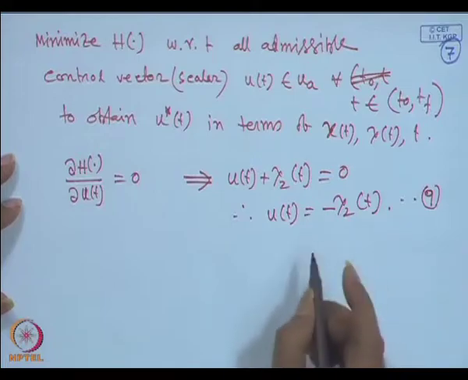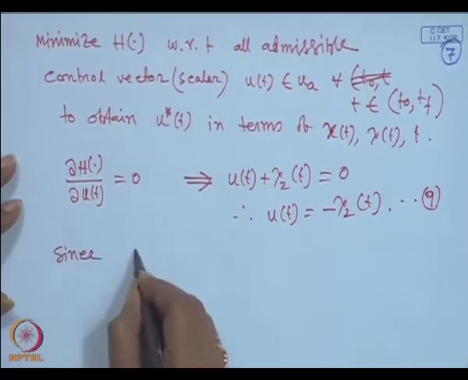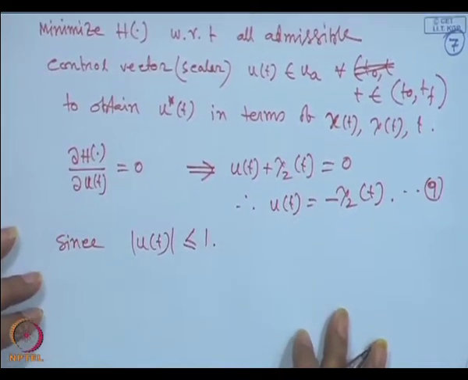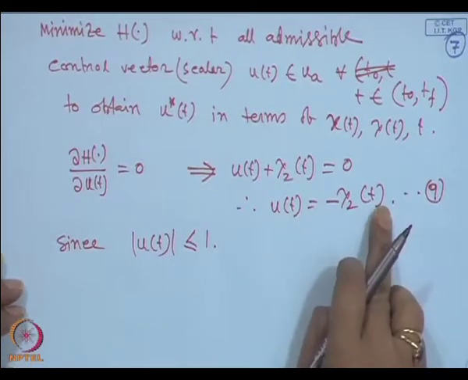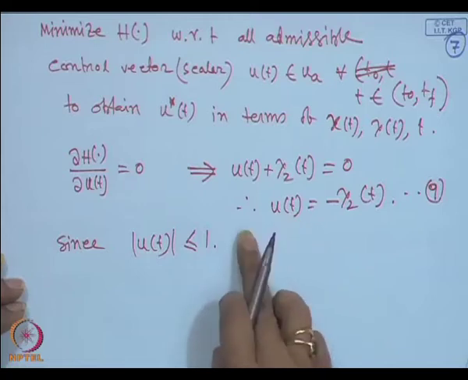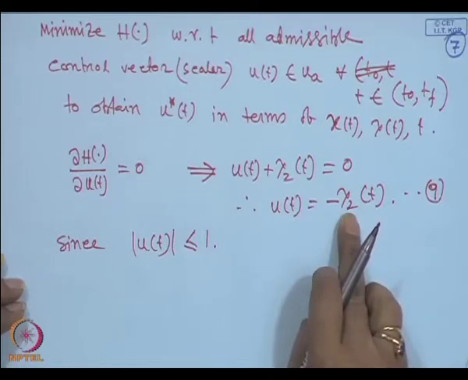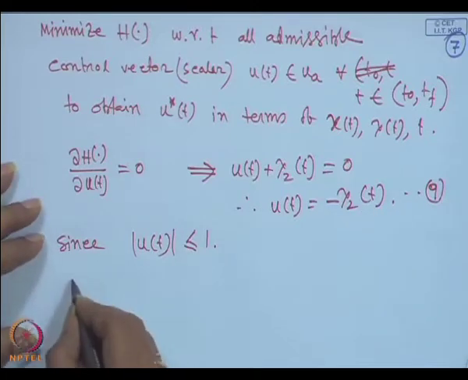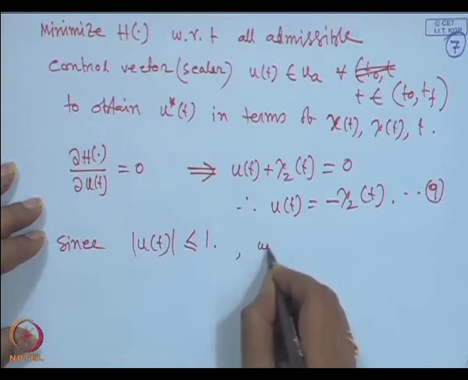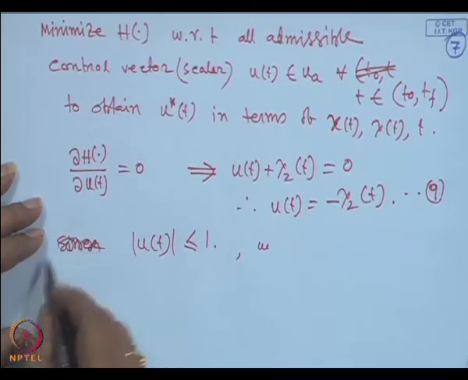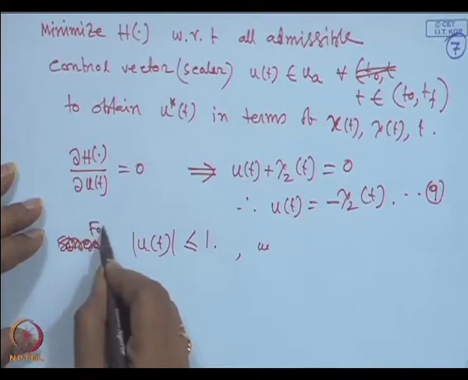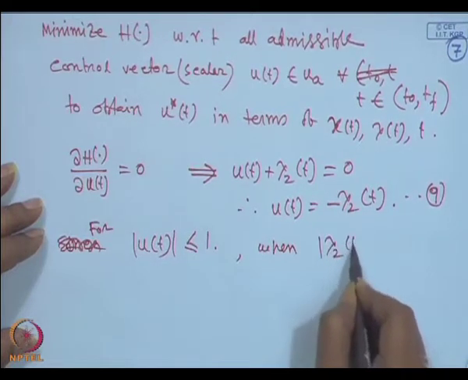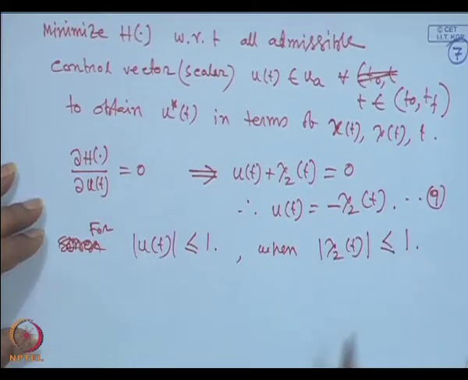Since according to our problem, mod of u of t is less than or equal to 1, this expression gives u of t less than 1 when mod of lambda 2 of t is less than 1. So u of t is less than 1 when mod of lambda 2 of t is less than or equal to 1.